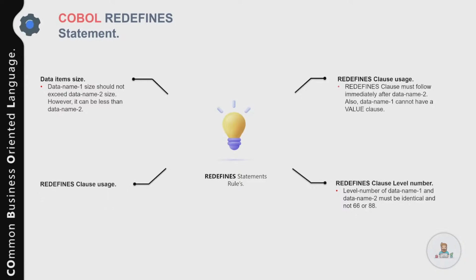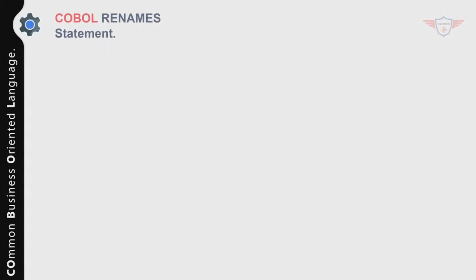And the last one is, in case you're using the redefines clause in an array or table, then data name 2 item cannot have an occurs clause.